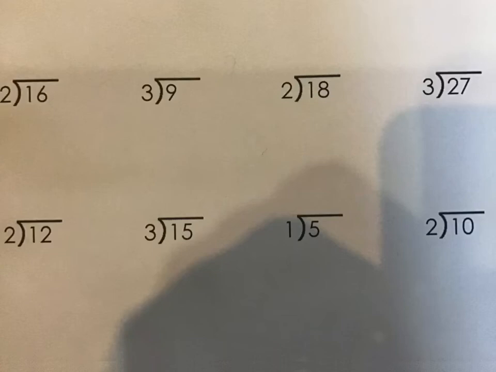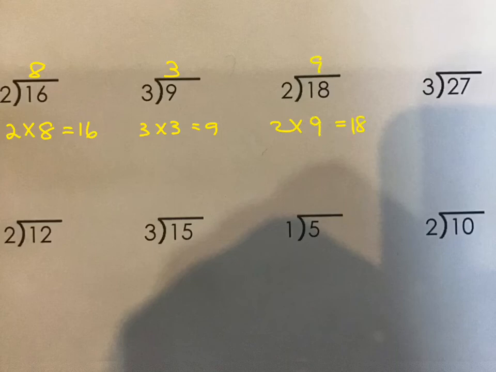Okay, so I assume you're back now. You've pressed play. You've done your work. Let's look at the answers. We're going to write them in yellow, like we did on the previous screen. Let's first look at 2 times what is going to be equal to 16. 2 times 8, we know that. So we write an 8 on the top here. Okay. 3 times what is equal to 9? 3 times 3, yeah. So we write a 3 here. 2 times what is equal to 18? 2 times 9, we write your 9.